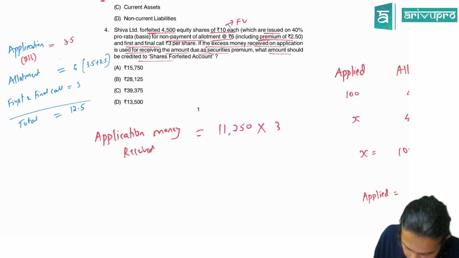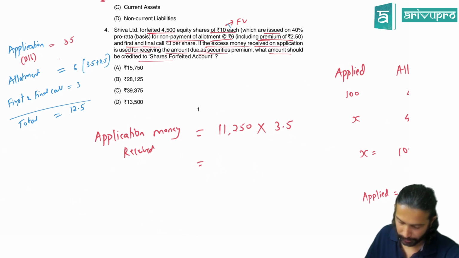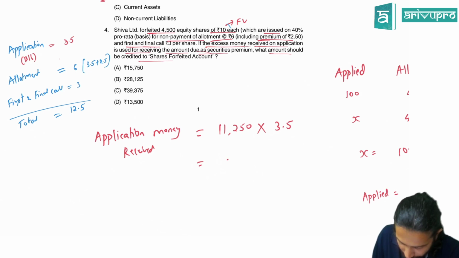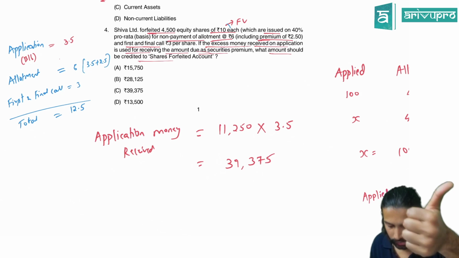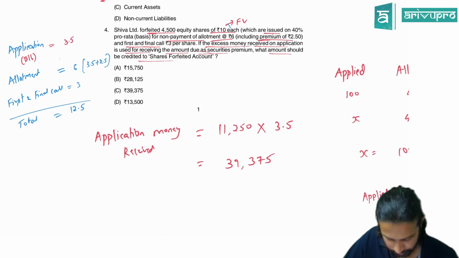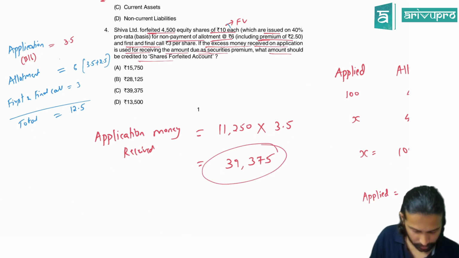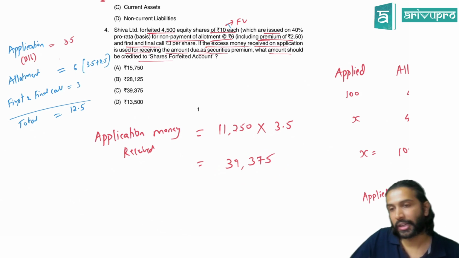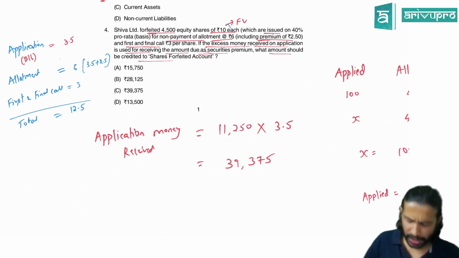On this, they have paid application money of 3.5. That means how much is the total money the company has received? 39,375 rupees. Correct? This is the amount the company has received from the shareholders. So that means the answer is 39,375.